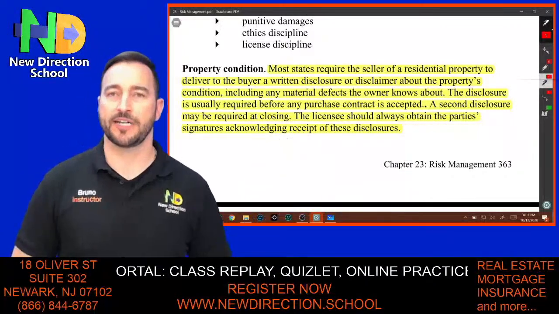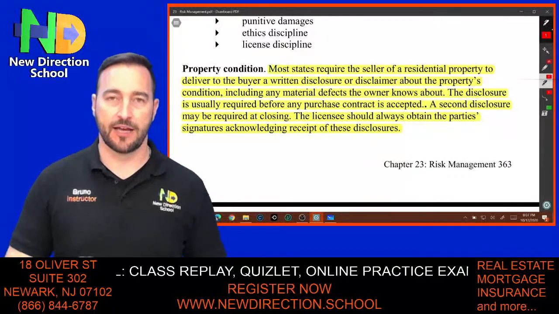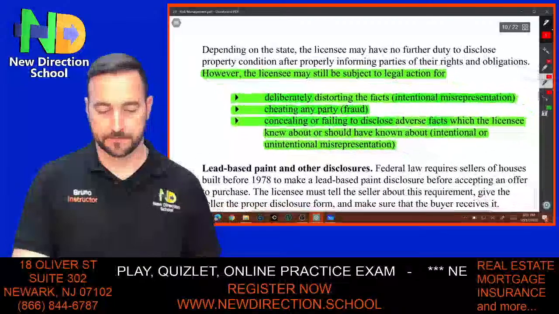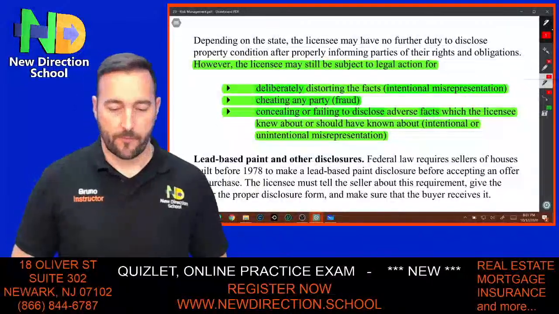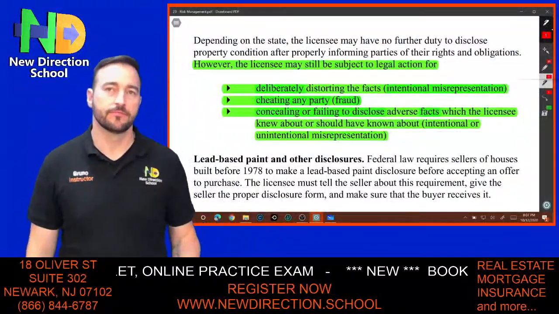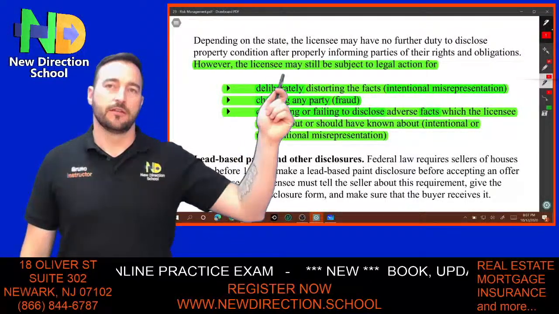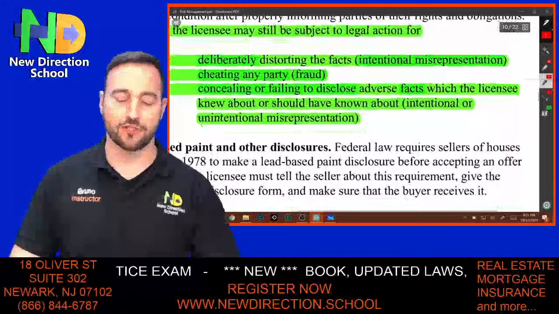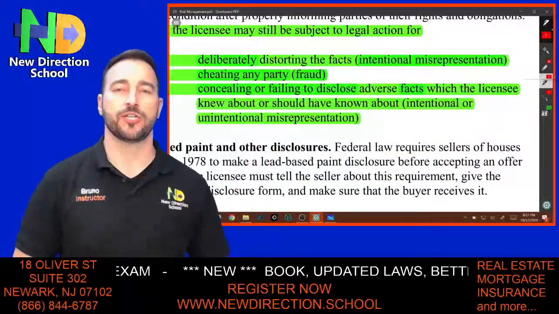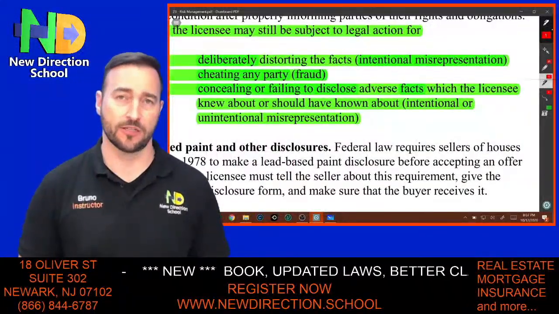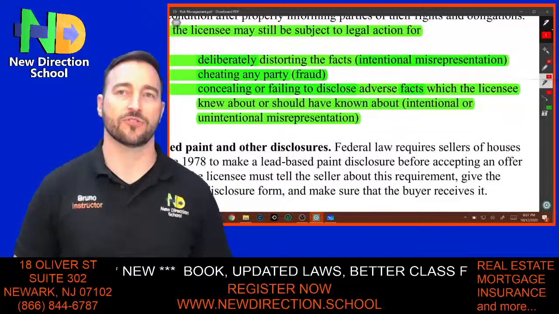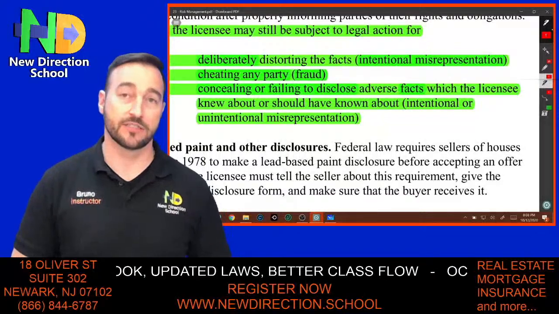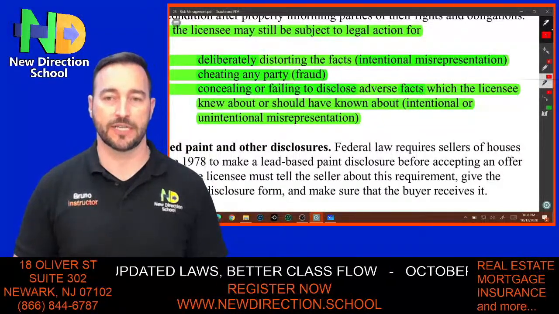You guys already know property conditions. So yes, you must disclose to everyone the conditions of the property. Okay? Now, even though you disclose everything, right? You've disclosed everything so far, you might still be subject to legal action for deliberately distorting the facts. That's called intentional misrepresentation, which will lead you to cheat any party, also known as fraud, or concealing or failing to disclose adverse facts which the licensee knew about or should have known. So we already covered this as well. This is intentional or unintentional misrepresentation.